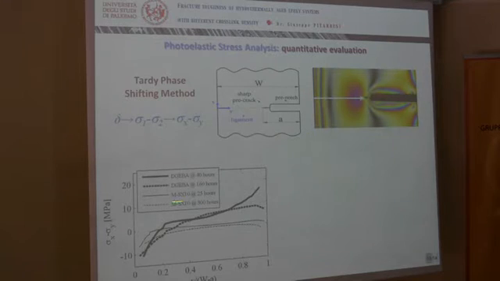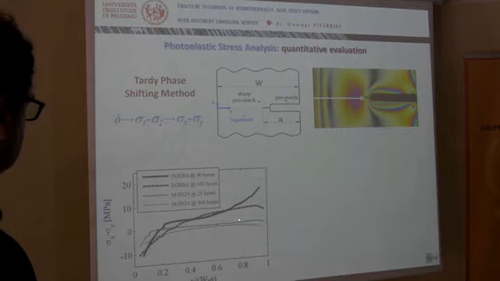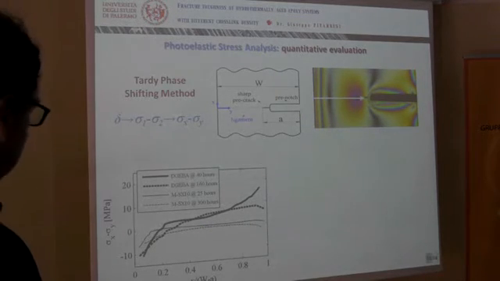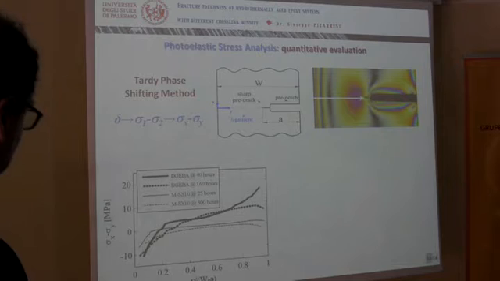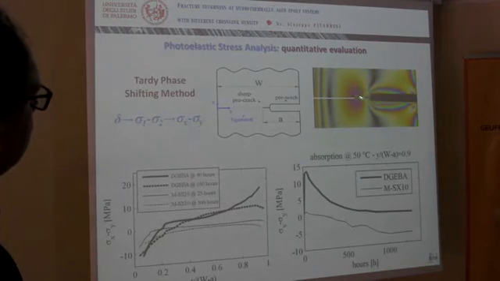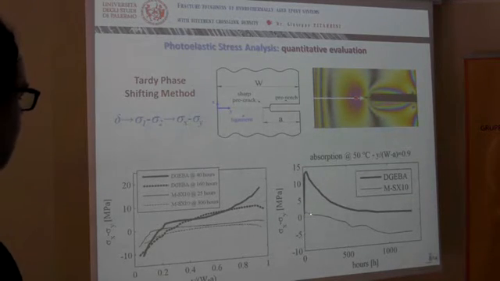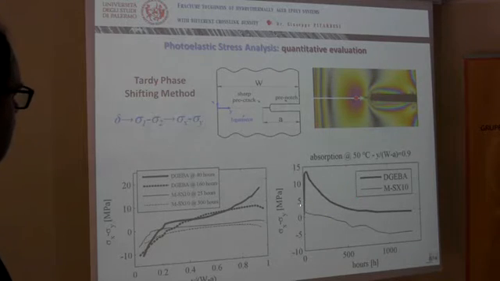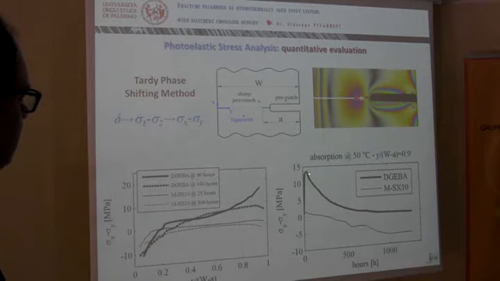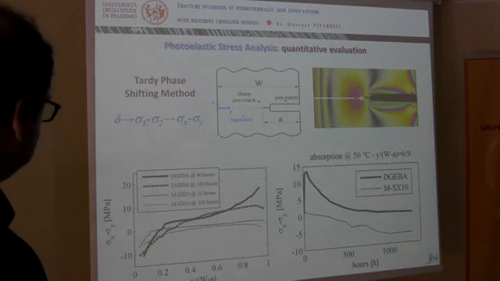Regarding the SX10, the situation is quite different. We have almost zero stresses along the ligament, but we have some compression at the crack tip. If we focus on one point of this ligament, very close to the crack tip, we have these stresses. Basically, we have the JEBA that reaches a very high traction stress, almost 15 megapascal, then it goes to zero with the time, while the SX10 develops compression.